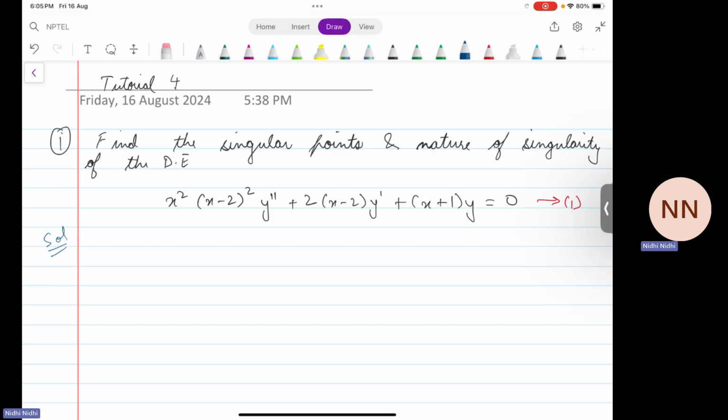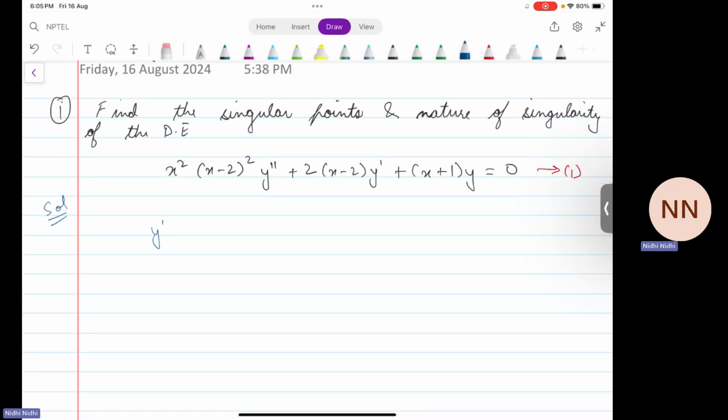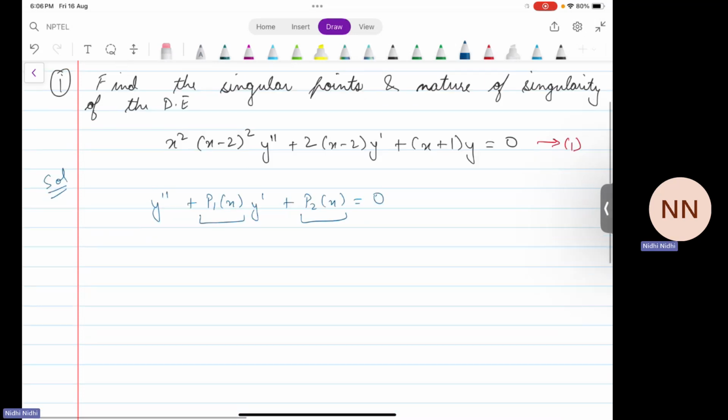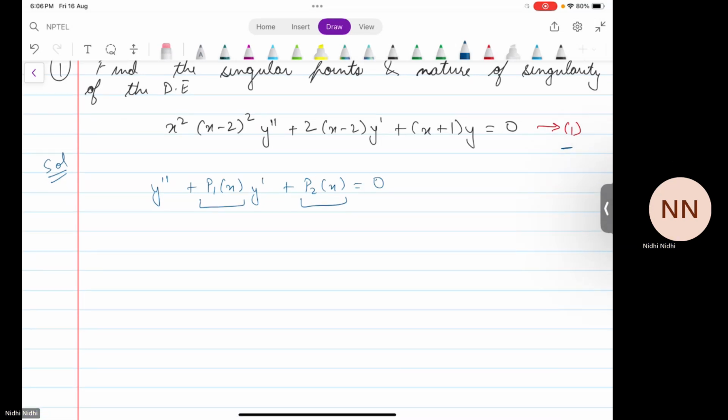So we need to find the singular points and their nature. What do we mean by singular point? For a differential equation of the form y double dash plus p1(x) y dash plus p2(x) y equals to 0, singular points are the points where these functions p1(x) and p2(x) are not well defined. So if we convert the given equation 1 into the standard form, we call it the normalized form.